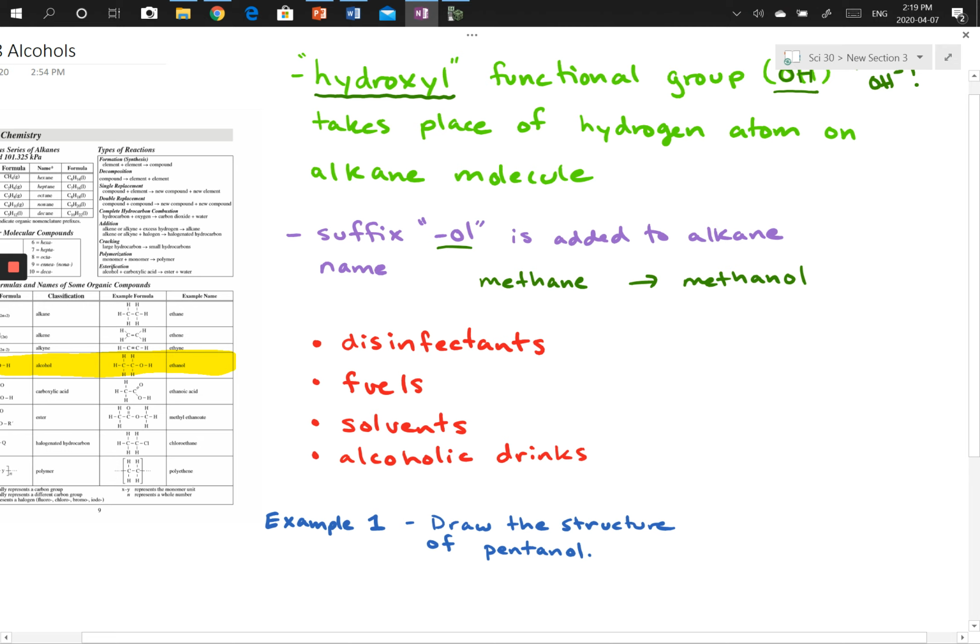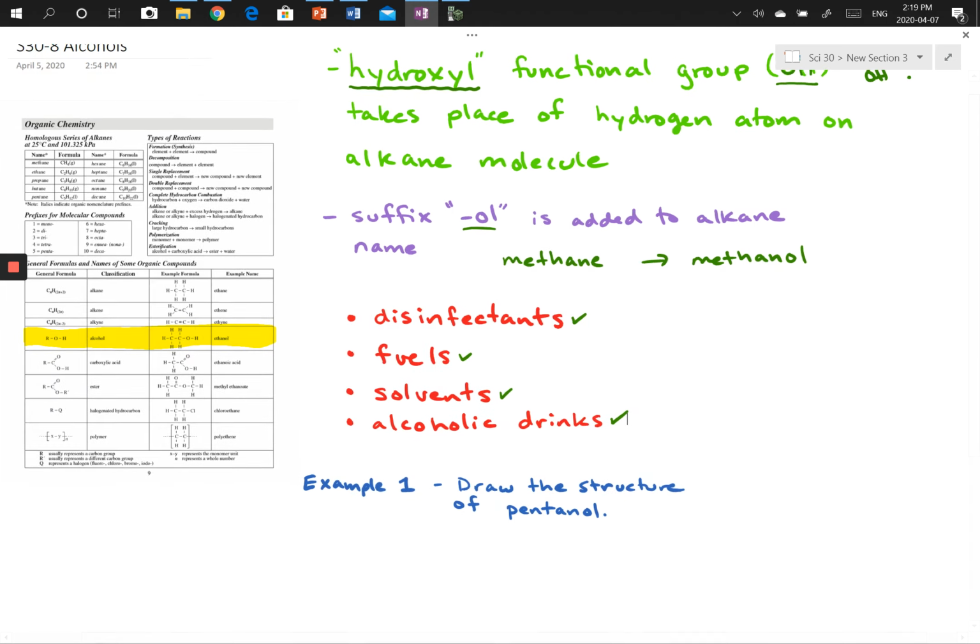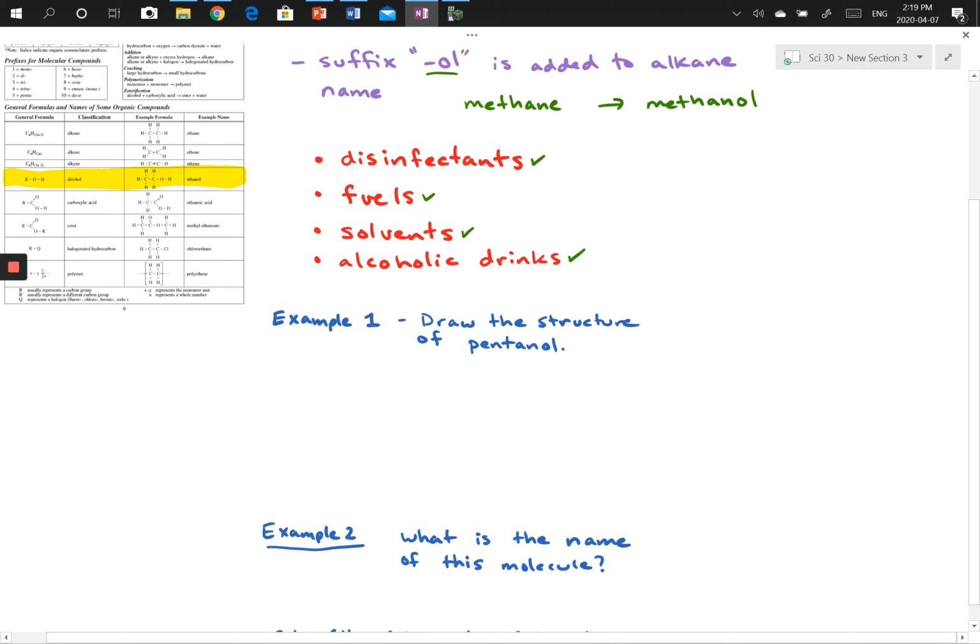Okay. So the uses for alcohol, I know some of you kids know one use for it. It's not very good. Disinfectants, fuels, solvents, and yes, alcoholic drinks would be another, I suppose, use of alcohols. So let's look at a couple examples here. So these are two things I might ask you to do in the future here.